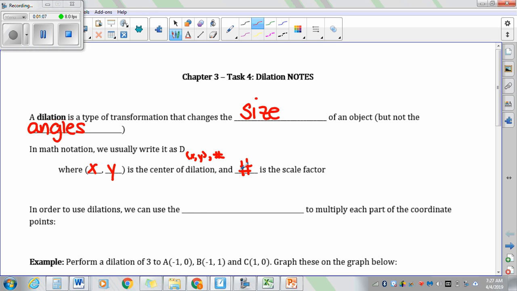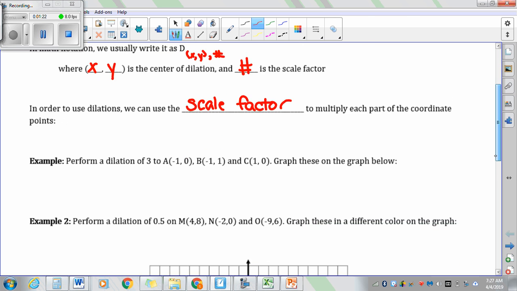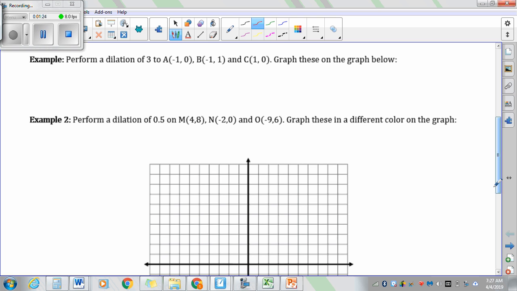And in order to use dilations, we can use the scale factor to multiply each part of the coordinate points. These are actually really simple as long as you keep it straight. These guys are multiplication. So the first example, and both of these examples are going to get done down here on this coordinate plane. Might be a good idea to grab some colored pencils so we can do them in separate colors. It says perform a dilation of 3 to A, B, C.